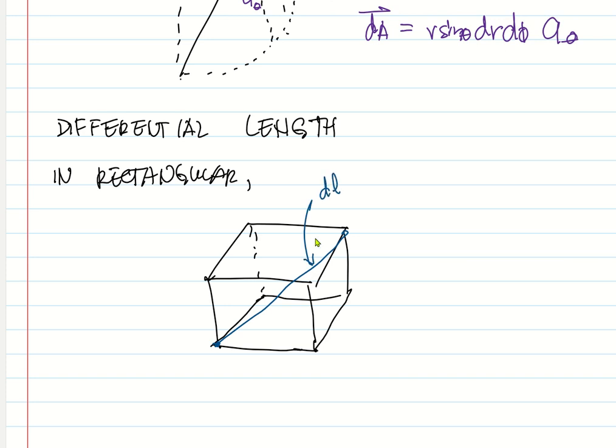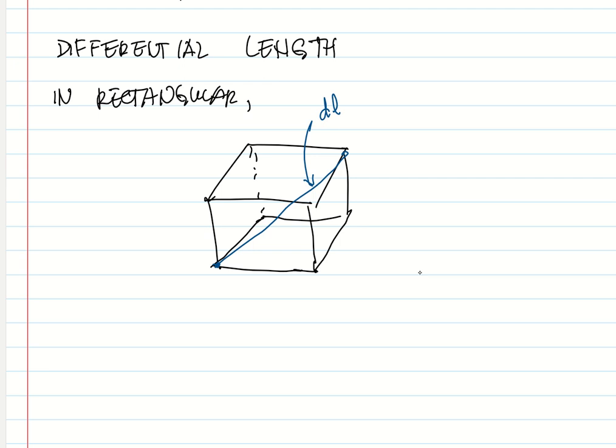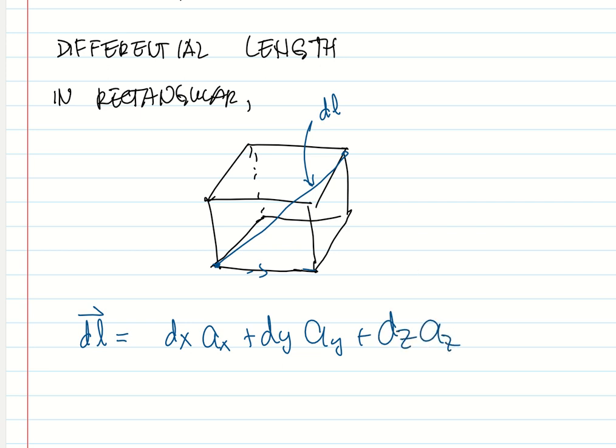We can also make it a vector by putting in our unit vectors, because this is in x, y, and z. So this is our ax, this is ay, and this is az. So if we write the vector now, in the x direction we have ax, in the y direction we have ay, and for the z direction we have az. So this is in vector form.